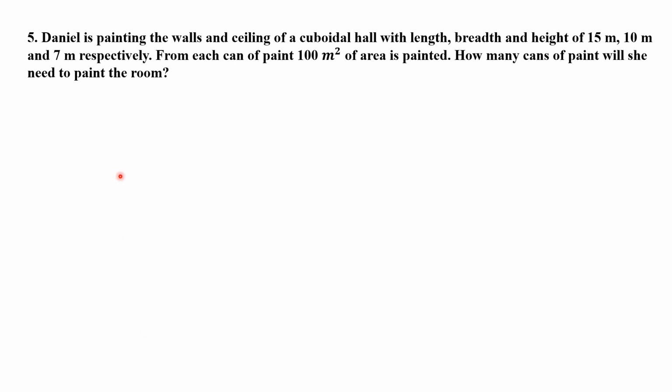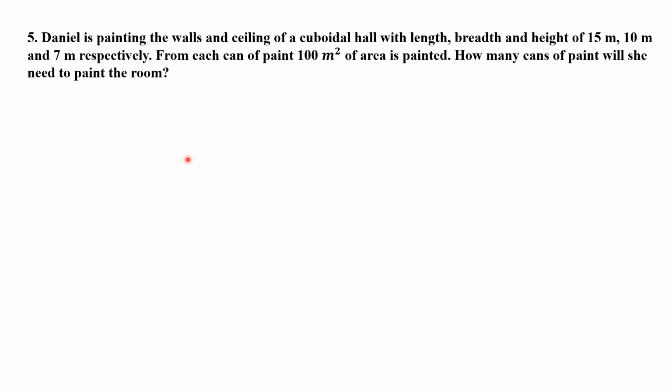Okay, question number 5. Daniel is painting the walls and ceiling of a cuboidal hall with length, breadth and height of 15 meter, 10 meter and 7 meter respectively. From each can of paint, 100 meter square of area is painted. How many cans of paint will she need to paint the room? So here length, breadth and height of the hall is given. Daniel is going to paint all the walls, means all the 4 walls, plus the ceiling. And we know that to find the area of the 4 walls, we have to find the lateral surface area of the walls, right? So our first step is to find the lateral surface area of the walls. Then we will find the area of the ceiling and add it. So we'll come to know how much area we have to paint.